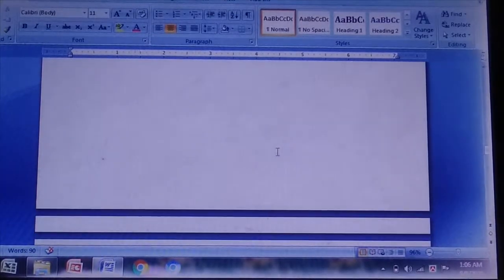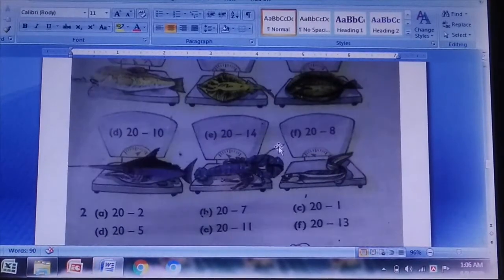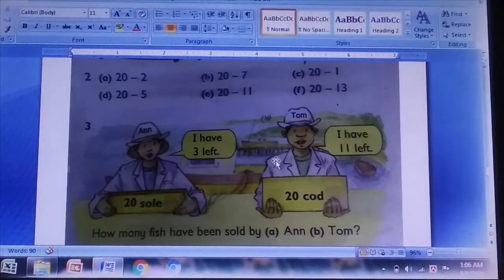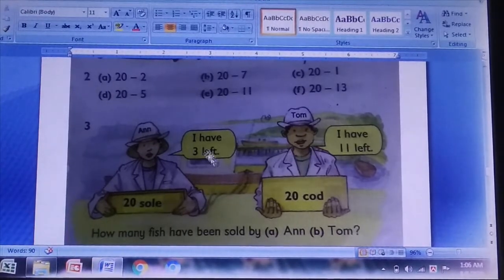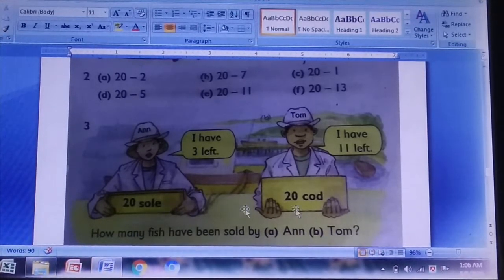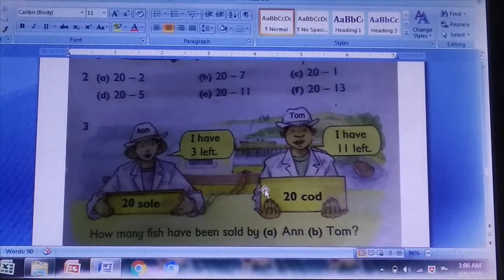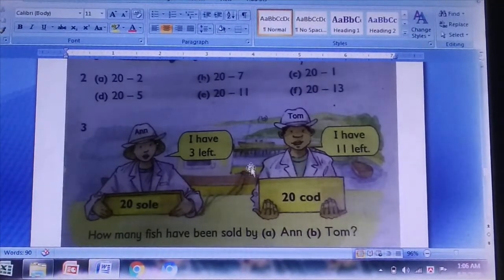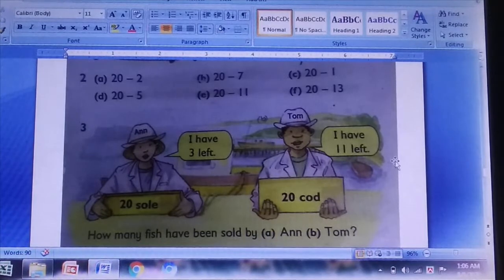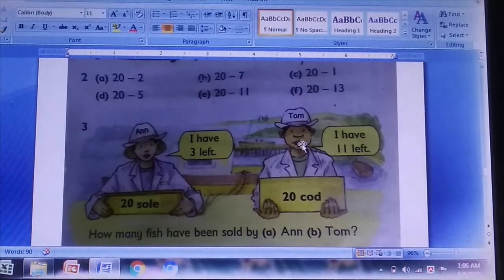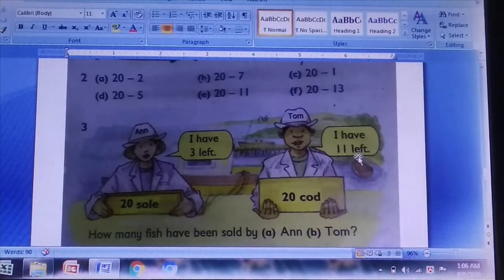Now look at your page 18, number 3. Look at here. There is given Anne and Tom. Anne is showing 20 sole and Tom is showing 20 cod. This is a kind of fish. Okay, sole and cod, this is the name of fish. Anne has 3 left and Tom has 11 left.